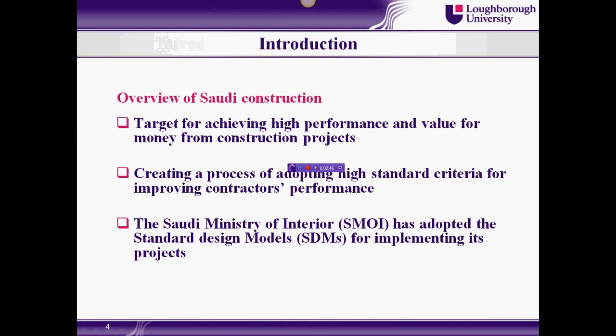The underachievement of project performance pushed the Saudi government to improve the performance of projects, to achieve high performance and value for money from construction projects. This was done through creating a process of adapting high standard criteria for improving contractors' performance.